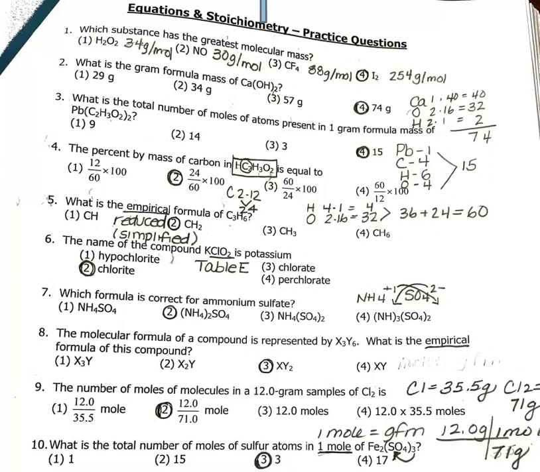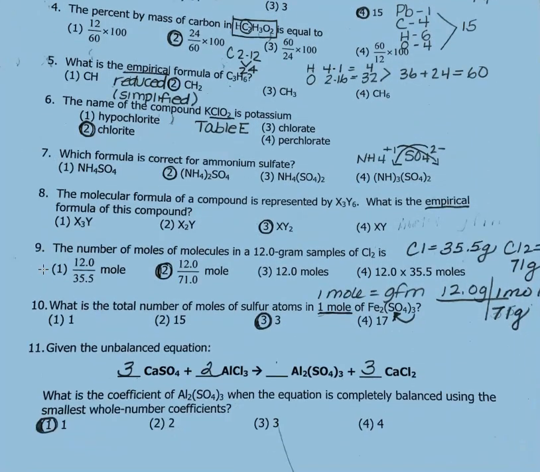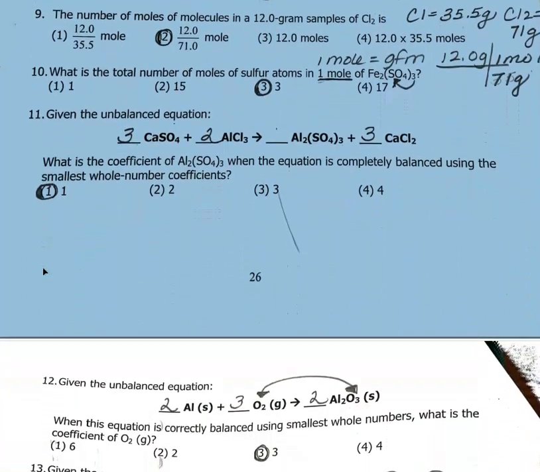What is the total number of moles of sulfur atoms in a mole of Fe2(SO4)3? So that's iron 3 sulfate. Remember that 3 gets distributed, so 3 times 1, there's 3 moles of sulfur atoms. All right, moving up.